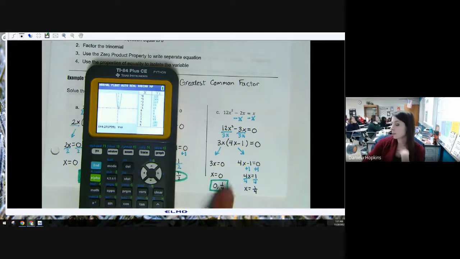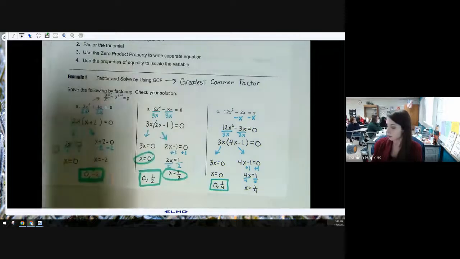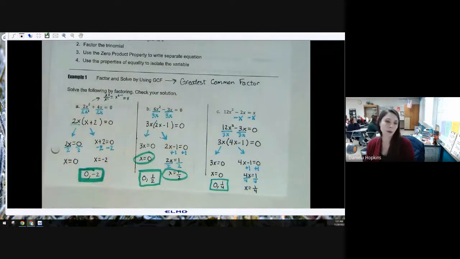But that's one way you can check. You can also check by typing these in on Desmos, but obviously Desmos you couldn't use on a quiz. So just in case you have time or you're not sure about your answer, you can always check those answers. Questions about greatest common factor?